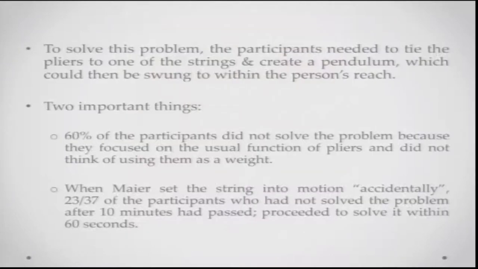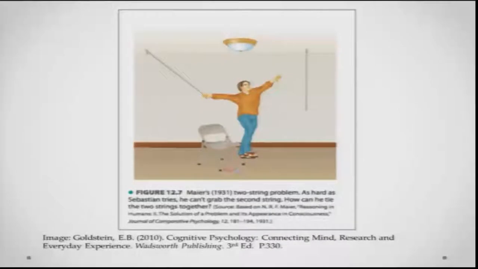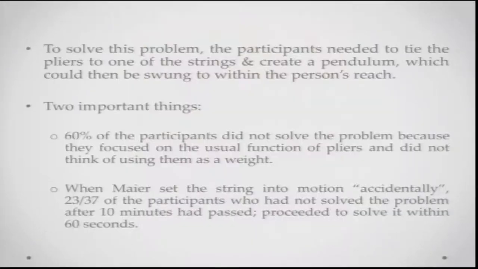Moving on, let us say, solve this problem. The participants needed to tie the pliers to one of the strings and create a pendulum, moving the string. When one string moves, the participant could already be holding one of the other strings and link it using the pliers. When these strings are moving towards each other, they cover a lot of distance, and then they can come close to each other where you can actually tie them.